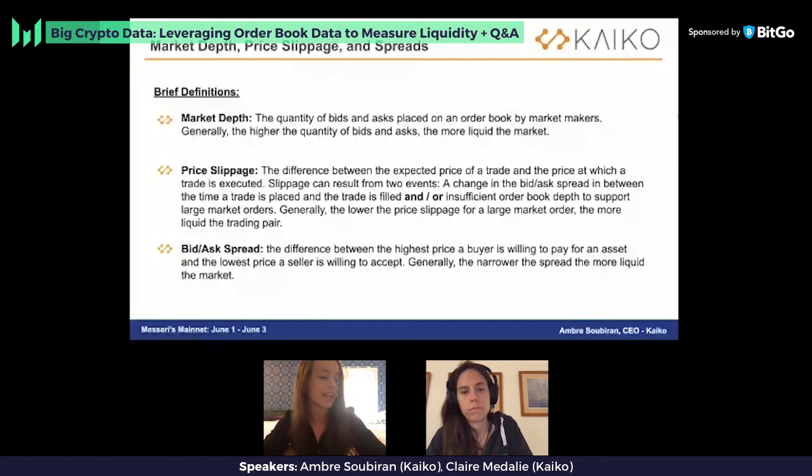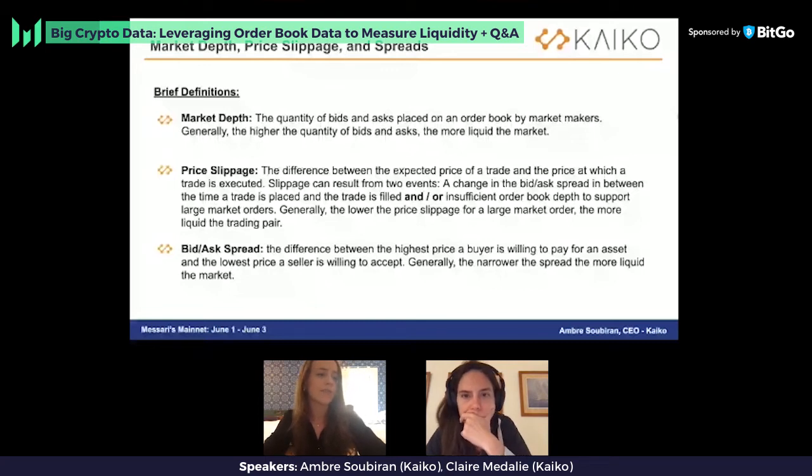Price slippage occurs as an order is filled at more than one price level. So a large order essentially eats through an order book as bids or asks, depending on whether the order was a sell order or a buy order, are filled. So again, how it relates to liquidity, the higher the slippage, generally the less liquid the market. And finally, the last measure we're looking at is the spread, which is the difference between the best bid and the best ask. And in terms of liquidity, generally the narrower the spread, the more liquid the market, and the wider the spread, the less liquid.